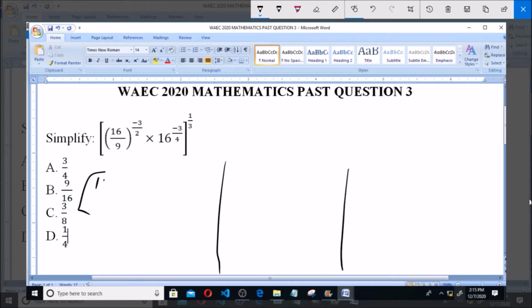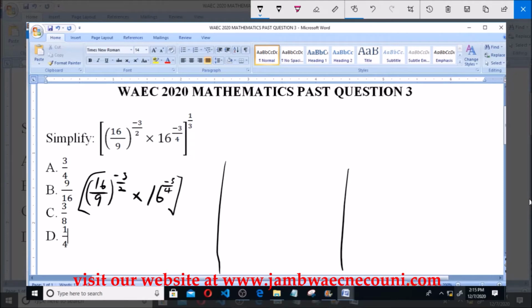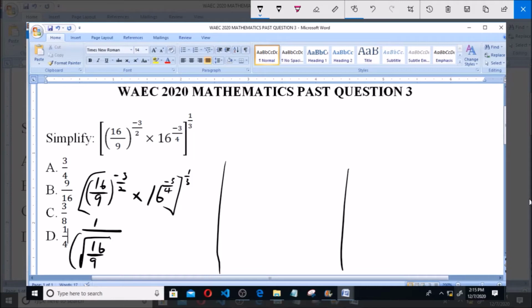Now we have (16/9)^(-3/2) multiplied by 16^(-3/4), then everything raised to the power of 1/3. Now (16/9)^(-3/2) simply means 1 all over the square root of 16/9 raised to the power of 3, then multiplied by 16^(-3/4), which simply means 1 all over the fourth root of 16 raised to the power of 3, then everything raised to the power of 1/3.